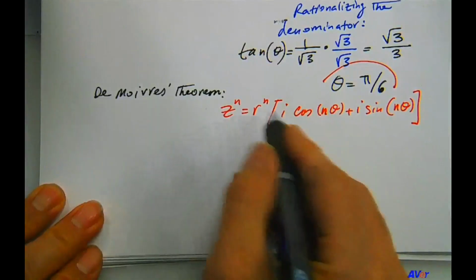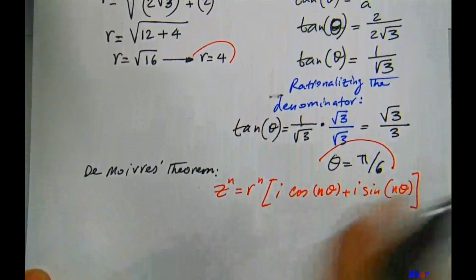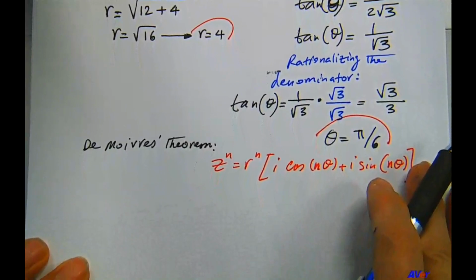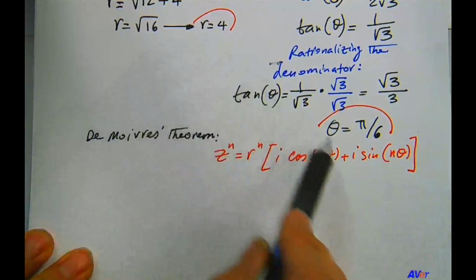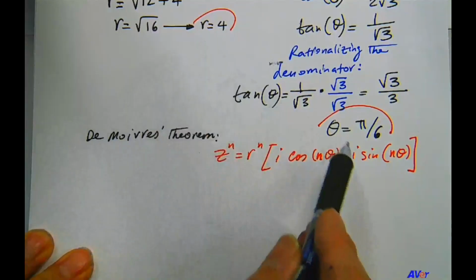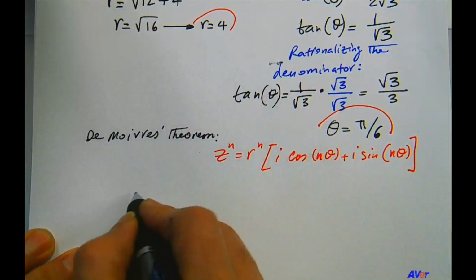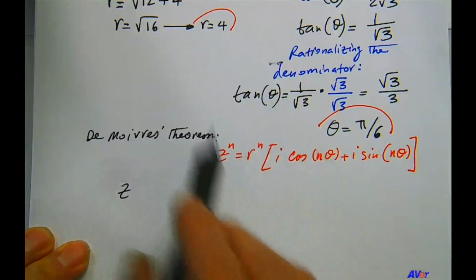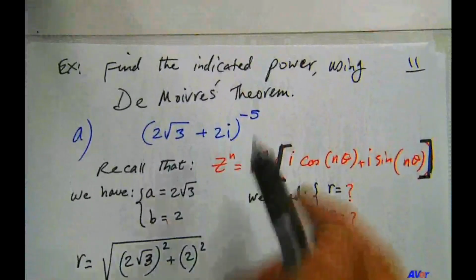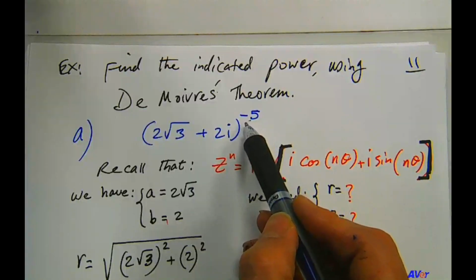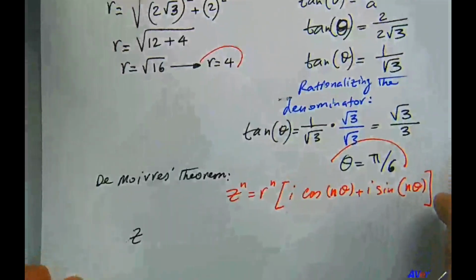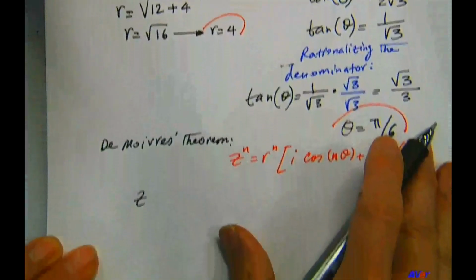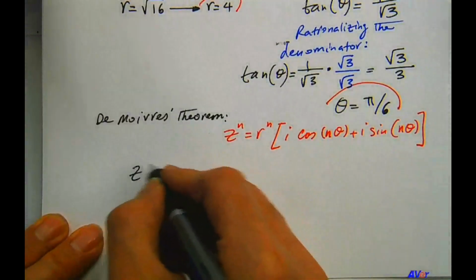All right, so let's plug in. Now we have everything on the screen. With r equals 4 and theta equals pi over 6, we can plug in. We have z to the n, and n, by the way, was -5. I forgot to mention that. n is -5, so z to the -5.